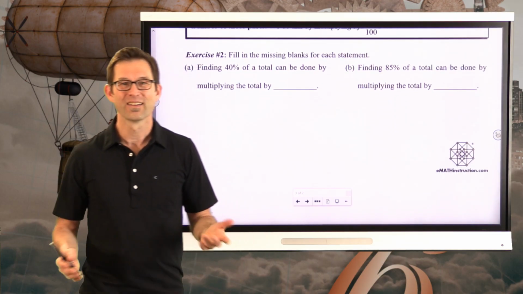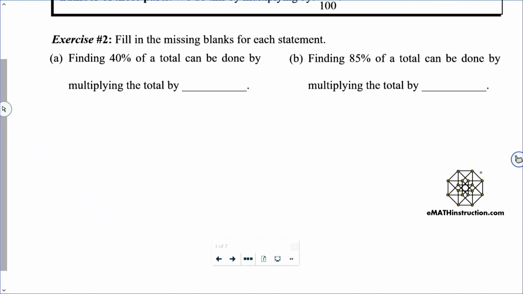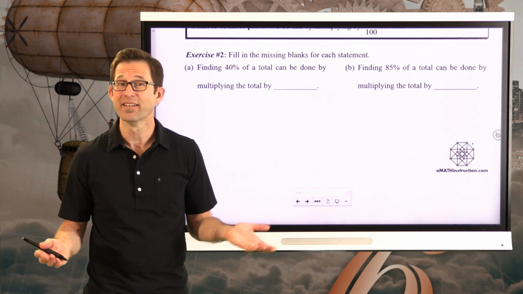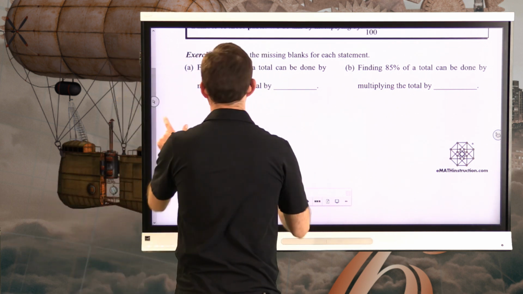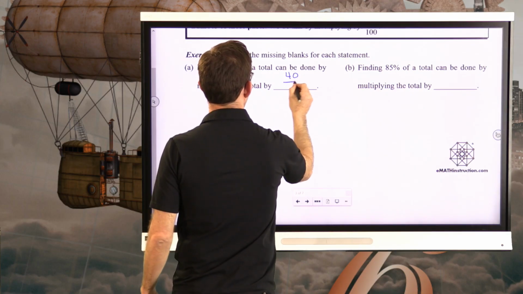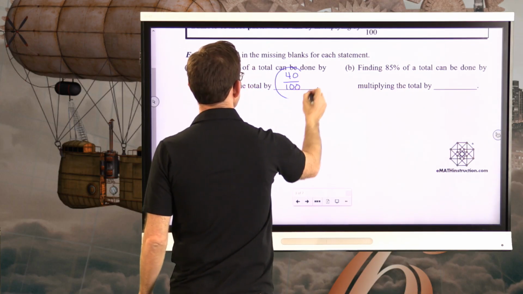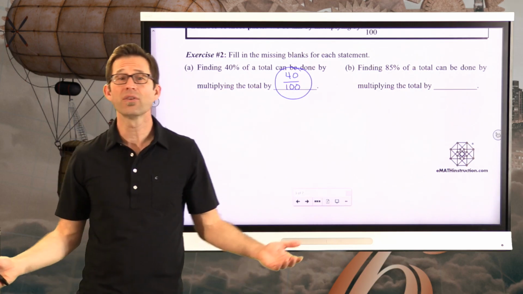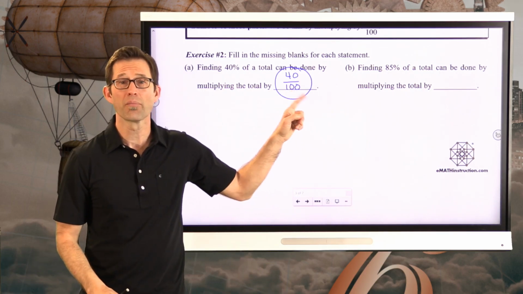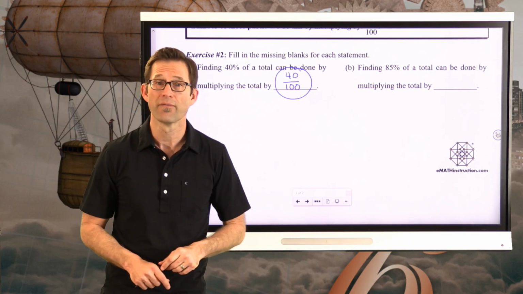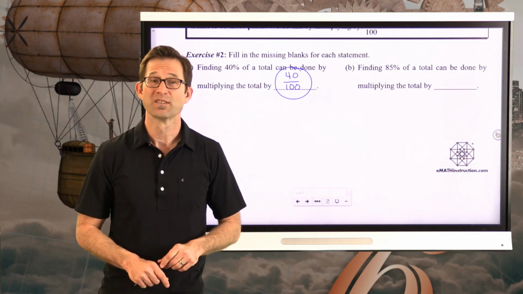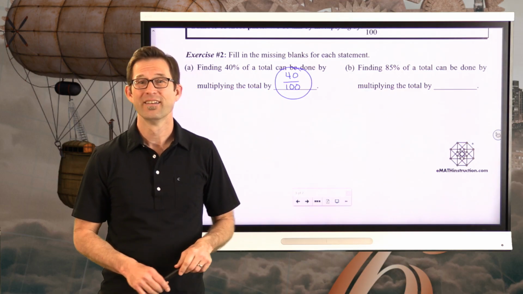All right, exercise 2. Fill in the missing blanks for each statement. Finding 40% of a total can be done by multiplying the total by, again, it's as easy as this, 40 100ths. That's it. I can find 40% of any total by breaking it into 100 parts and then finding 40 of them. And that's equivalent to multiplying by 40 100ths.